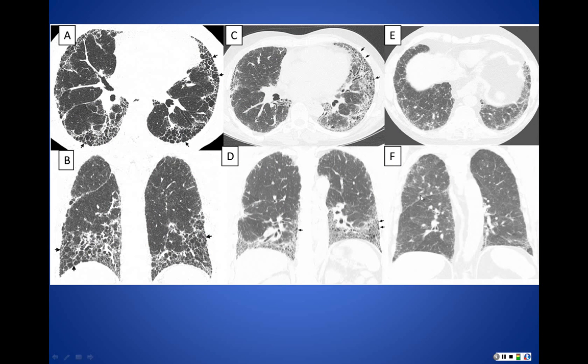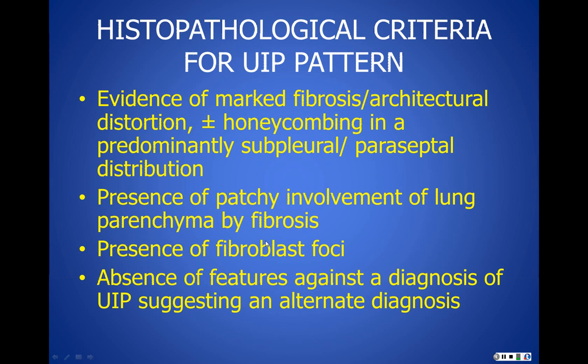But this is not one. Here we have some ground glass opacities here. This is not the one. So panel A, panel B, C and D are still UIP. Okay. Like we have UIP pattern on radiology, we also have UIP pattern on pathology. What is that?